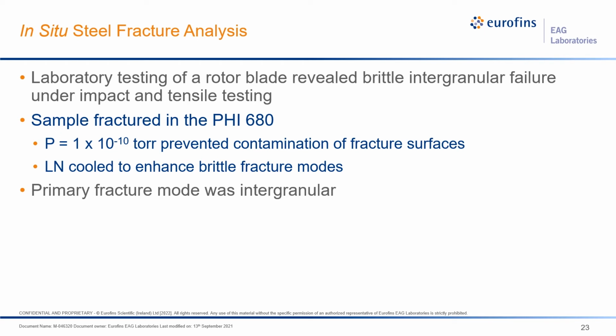So, in situ steel fracture of a brittle steel sample. Here's a sample from a rotor blade that was inserted into an Auger system, which had a fracture attachment that allows for fracturing of samples in the vacuum at 10 to the minus 10 torr. This preserves the original fracture facets without oxidation and carbon absorption that would occur if this was done in air. This attachment also has the capability of cooling the sample to liquid nitrogen temperatures, which enhances brittle fracture modes. And that also occurred in this particular case.